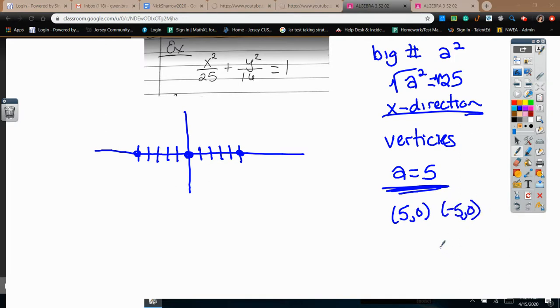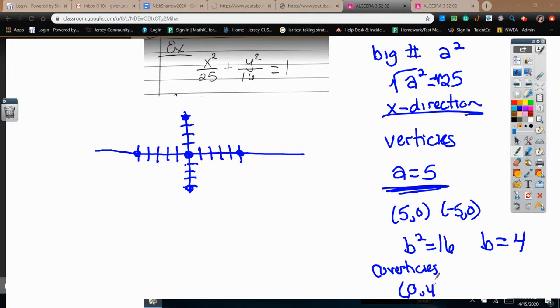Okay, the co-vertices come from the smaller number, and that will be b squared. B squared is 16, so b is 4. B is under the y, so in the y direction, I'm going to go 4 up and 4 down. And those are my co-vertices. They don't always ask you that, but that will be 0, 4, and 0, negative 4. That's enough for you to draw it.